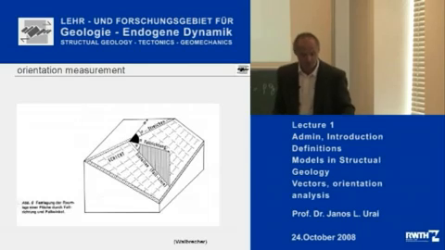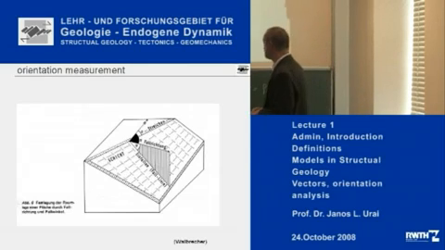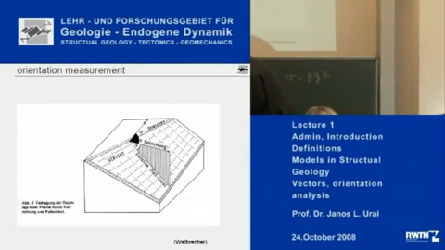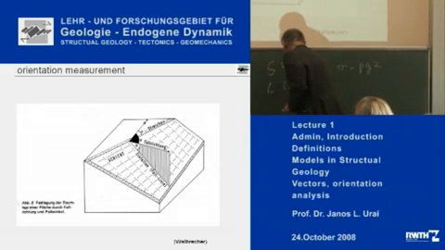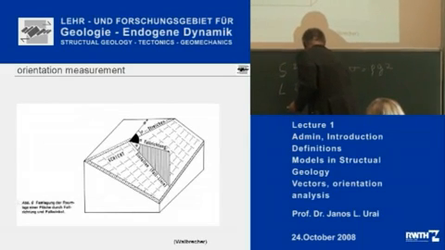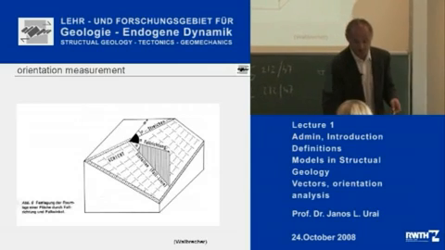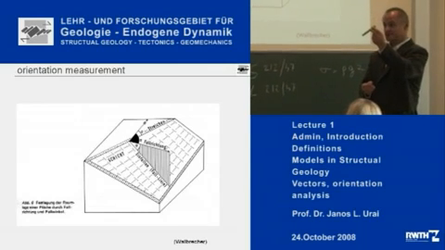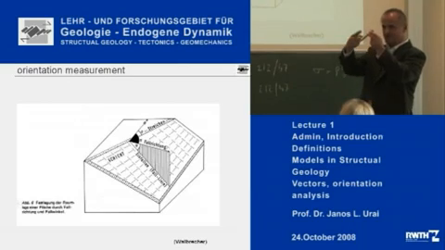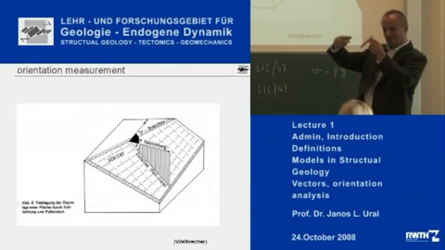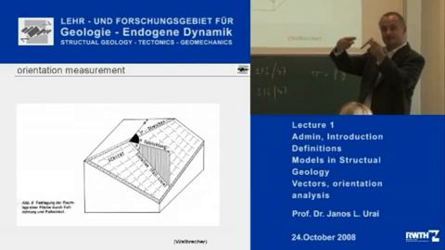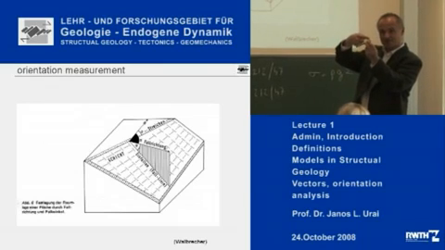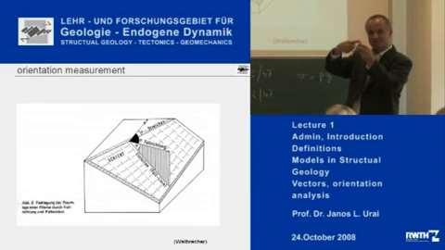Now, if it's a lineation and it's 212/47, then what we mean is a line of which the projection to the horizontal goes to 212, and the angle between horizontal and the line is 47 degrees.